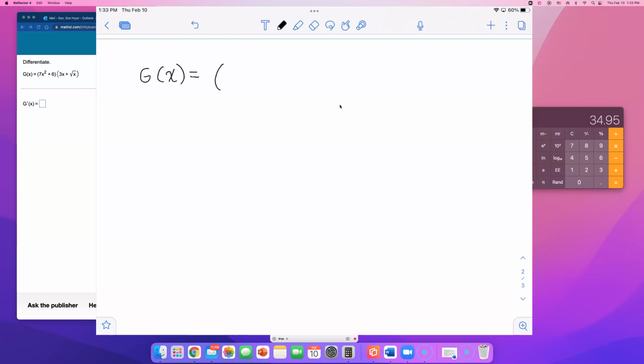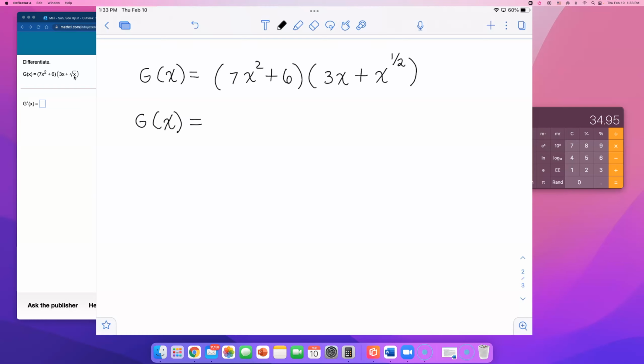So 7x squared plus 6. I like that first one, that's fine. The second parenthesis, 3x, it's okay, but we need to rewrite this square root of x. Let's rewrite that as x to the 1/2 power. And I'm going to FOIL this out, okay? So no calculus yet. We're just going to FOIL this. So that's what I'm going to do.